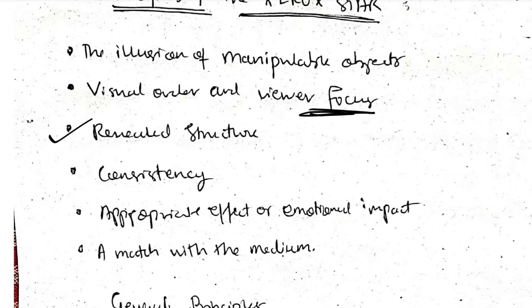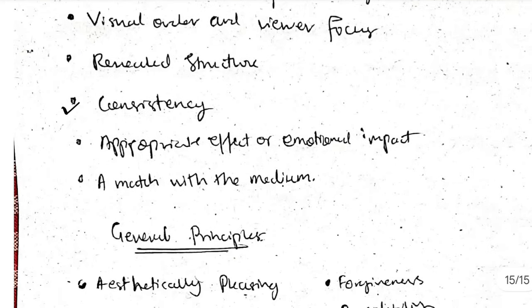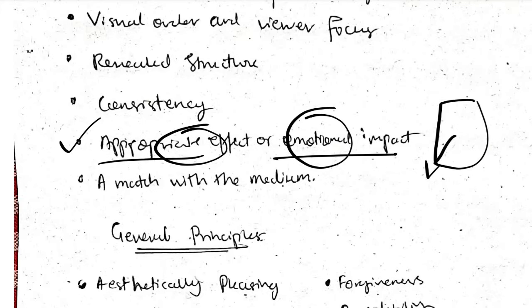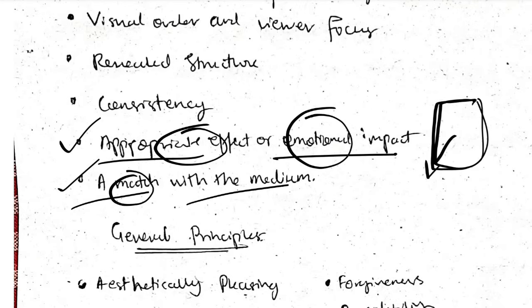Reveal structure: better structure should be there. Consistency should be there, it should not be like some information is here, then unwanted information here, then some other information. It's not like that. Okay, it should be consistent. Appropriate effect or emotional impact: whenever you click something it should give some effect or sound to the user, like whatever you have clicked. And emotional impact means if you are doing something it should be in sync with the emotions. If you are doing some sad thing there, it should not play happy music. Fine. A match with the medium: whatever the medium or the context you are doing the thing in, it should match with the medium, meaning the interface.